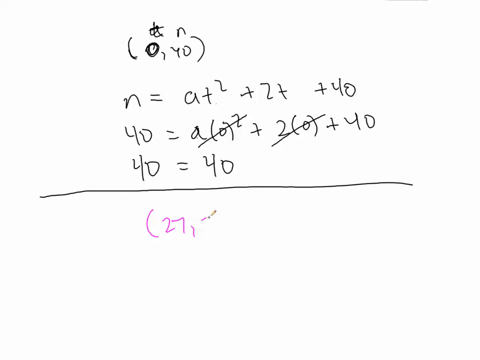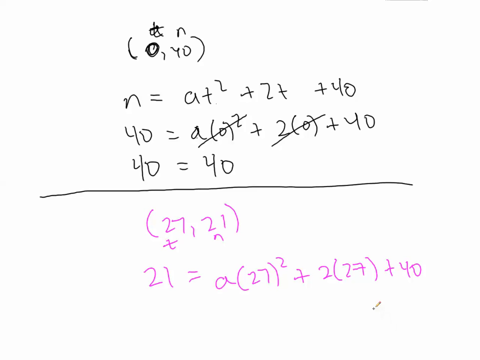We have 27, 21. And this will make solving a lot easier, because now I can say, okay, well, 21 is n, and the corresponding t would be 27. So I now have a times 27 squared plus 2 times 27 plus 40. And now I can solve for this. Well, how do I do that? This looks really hard to do. Okay, well, let's take it step by step. One way would be to put this side in your y equals and put this side in your y equals and see where they intersect. But we're going to see that this is actually a really pretty simple equation.